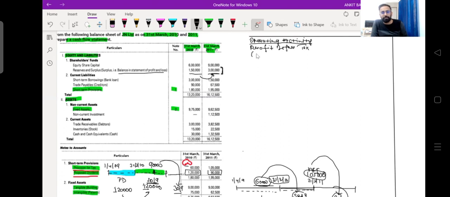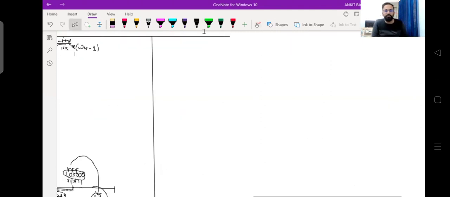If I want to calculate profit before tax, I will take the previous year's profit, that is the opening profit, 1,50,000, and the closing profit, 3 lakh. Instead of writing it directly here, I will prepare a working note. I will write it down here. Working note number 1, so it will be easy for you to understand. I am calculating PBT here. This is working note 1, PBT.